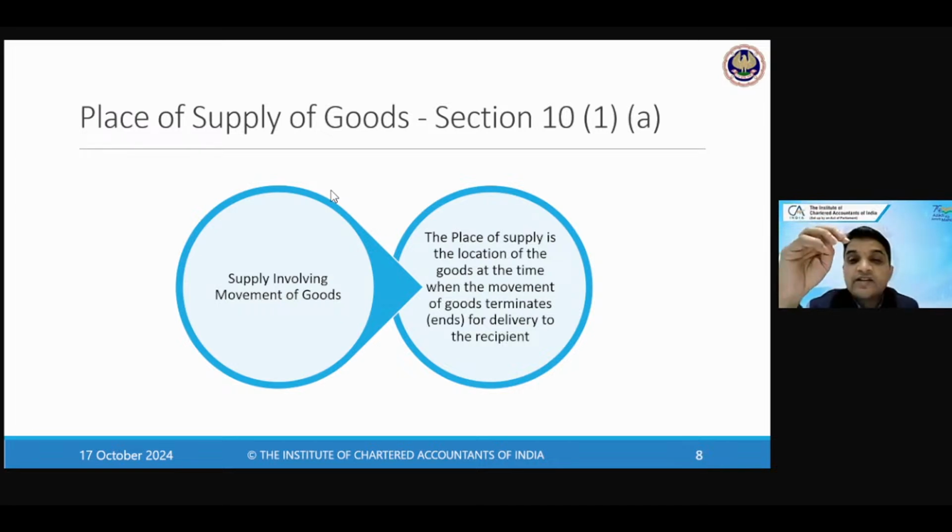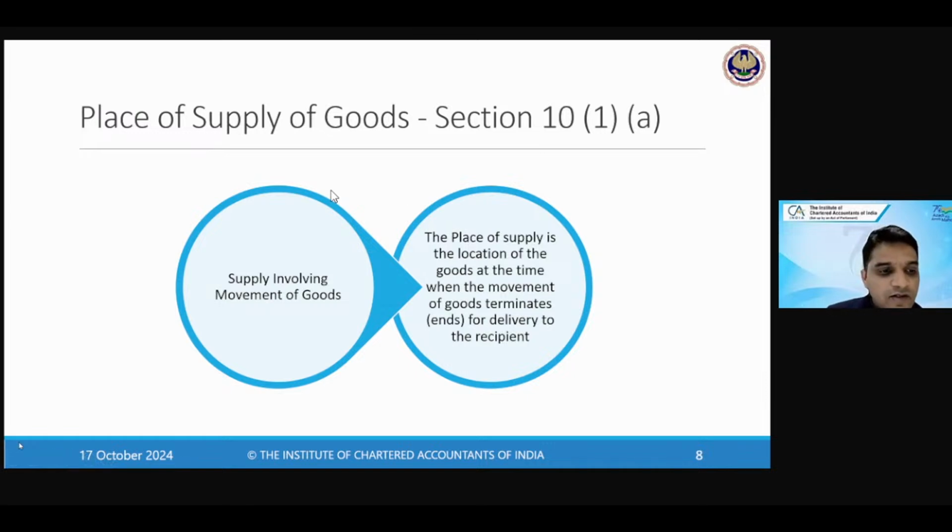In such case, the place of supply will be the location of the goods at the time when the movement of goods terminates. So wherever those goods are located, that is the place of supply. If you are transporting the 5 laptops from Maharashtra to Bangalore, then Bangalore will become the place of supply. Clear? So where the supply involves movement, the place of supply will be the place where the goods are getting terminated. Goods की journey जहाँ पे खत्म हो रही है. Where the goods are getting halted or the supply is completed, that is the place of supply.